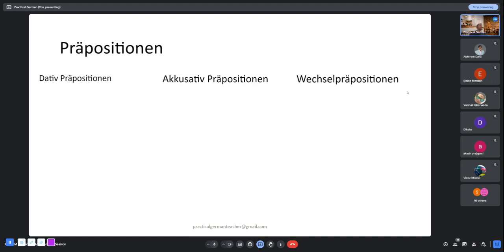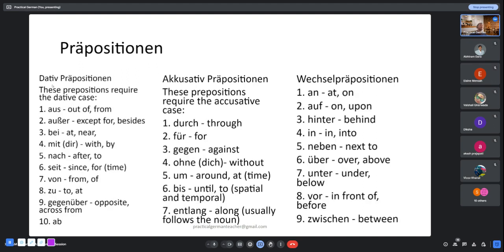If there is an adjective, the adjective ending will change. Now there is this third list that is called Wechselpräpositionen, meaning Wechsel literally means change. So these are prepositions which are sometimes in accusative case, sometimes in dative case. So depending on how you use them, the case will change. Let us look at the list one by one.